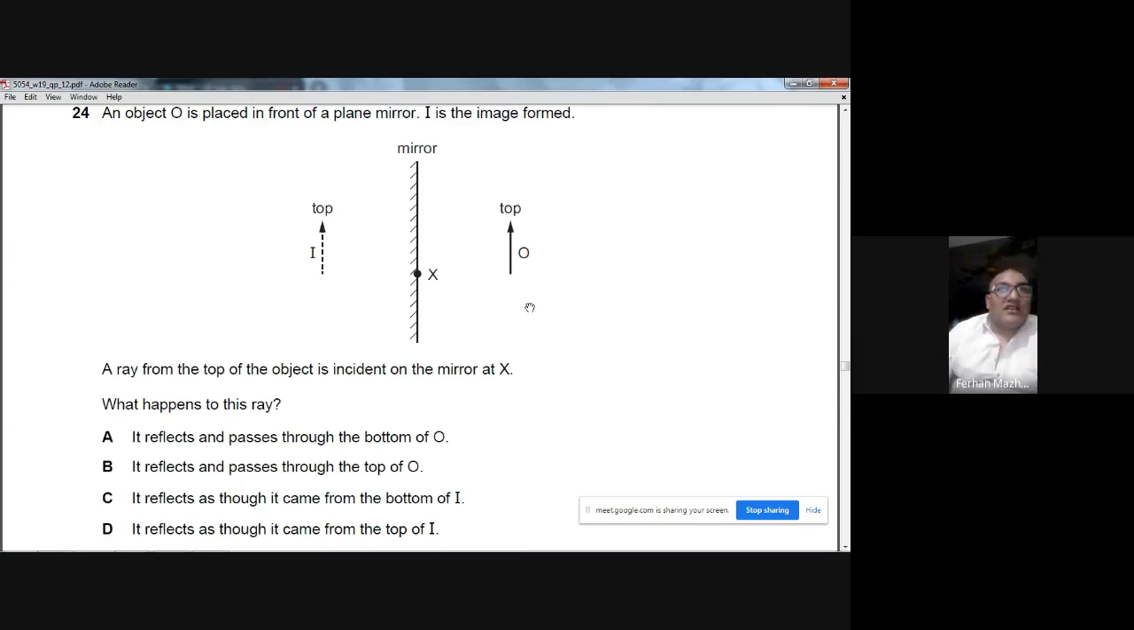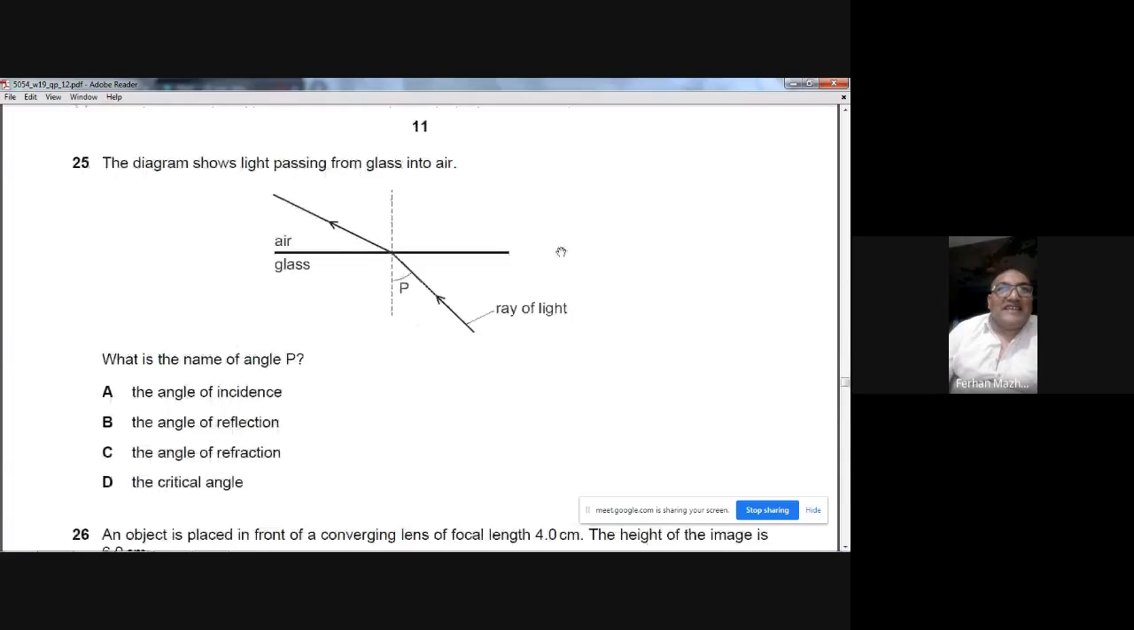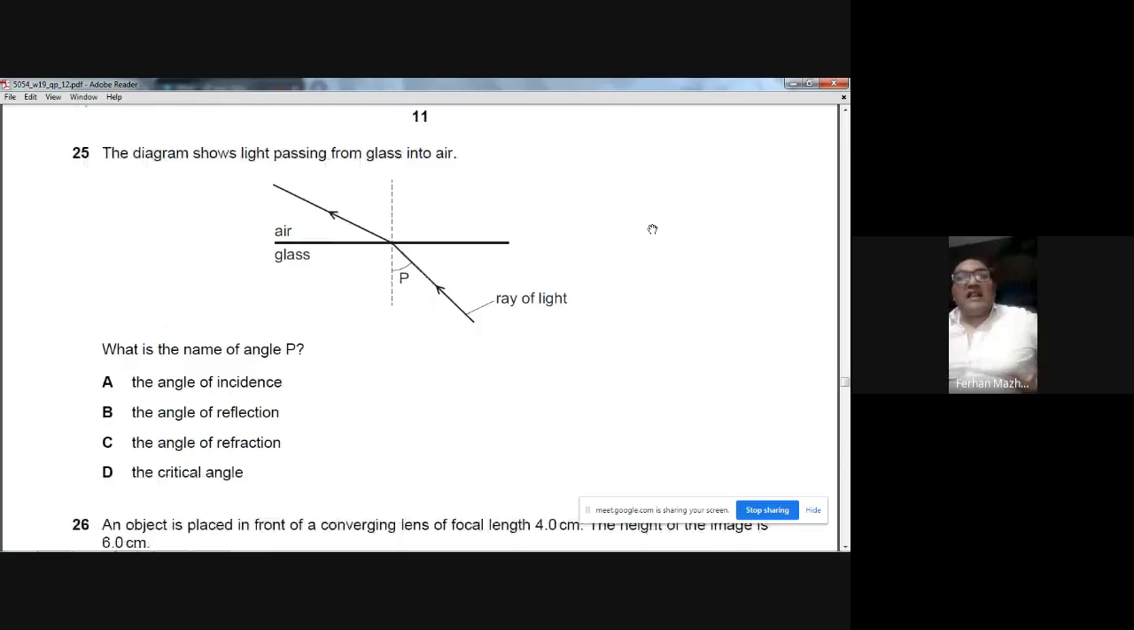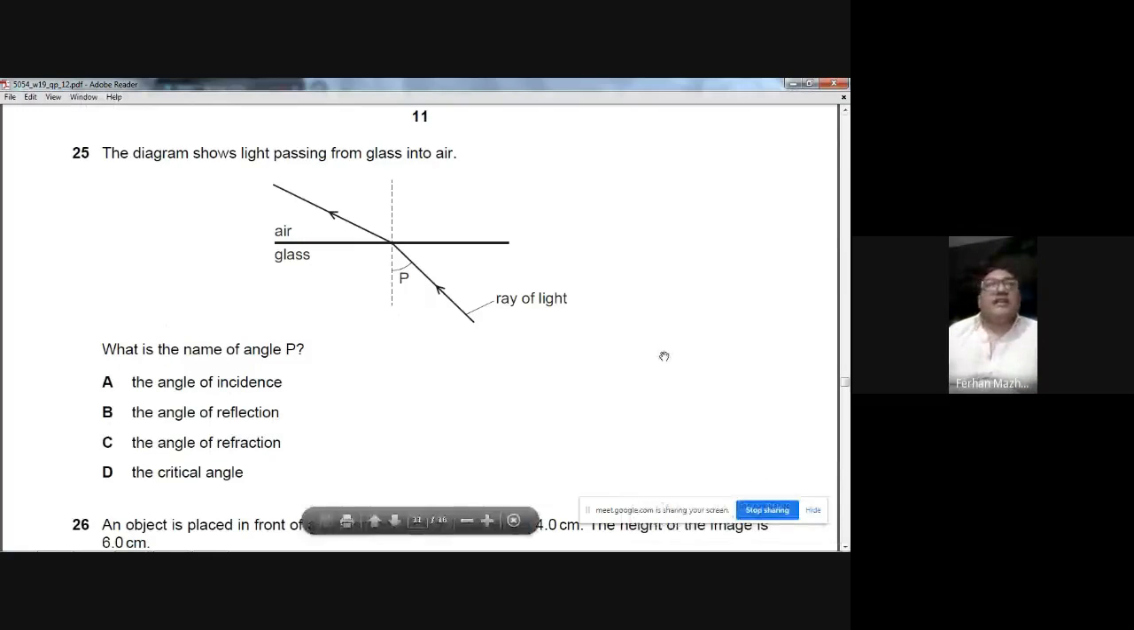A little complicated thing. Easy but complicated. The diagram shows light passing from glass into air. What is the name of the angle P? That is called angle of incidence. Oh, it's easy. Angle of incidence 25. The option is A.